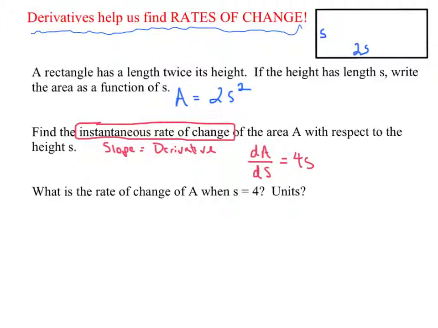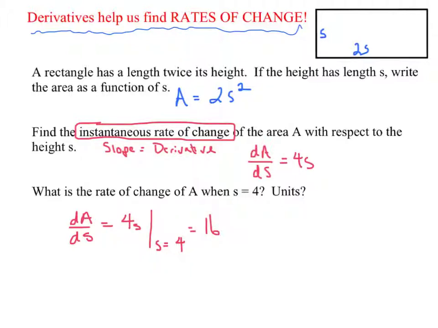Now the next question is, what's the rate of change of A when S is 4? So now we're just evaluating our derivative, dA/dS, at S equals 4. This line right here just means I'm evaluating it at what point. So I plug 4 in and I get 16.